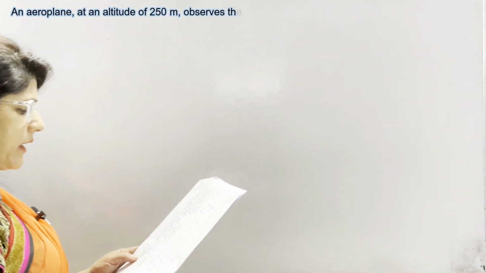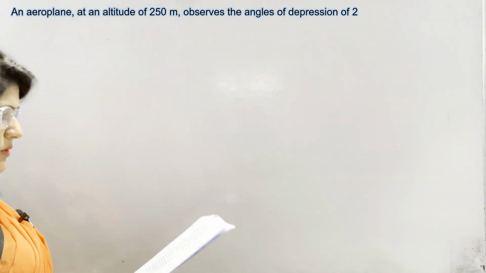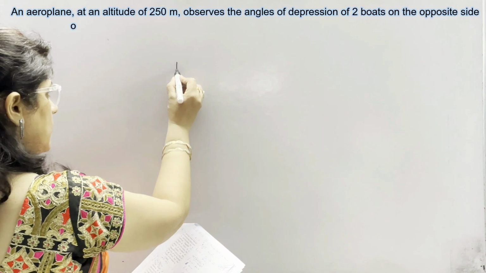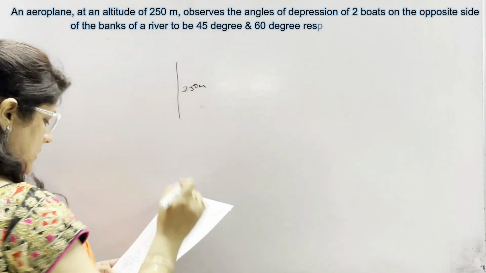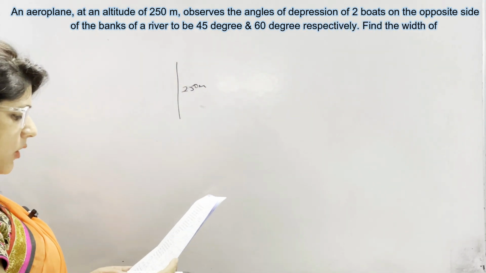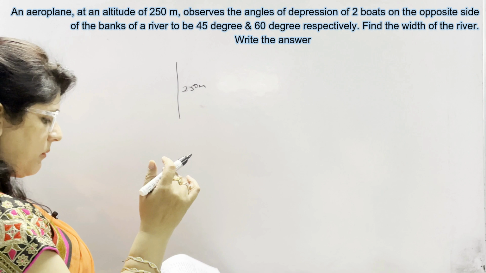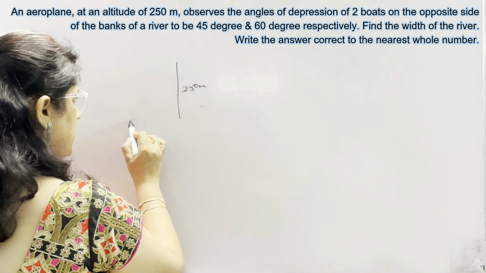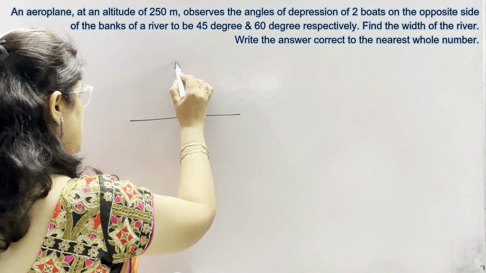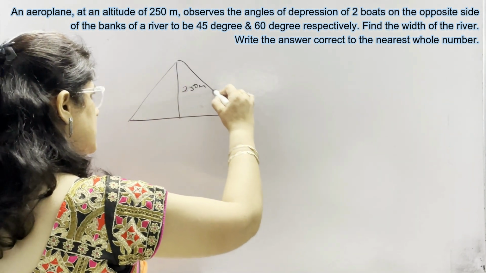In all these questions, the angle is on the same side of the tower or pillar. In the next question, an aeroplane at an altitude of 250 meter observes the angle of depression of two boats on the opposite sides of the bank of the river. So here is the aeroplane at a height of 250 meter and the angles of depression of the two boats on the opposite sides of the bank of the river are 45 degree and 60 degree respectively. So on one side it is 45 degree, on the other side it is 60 degree.